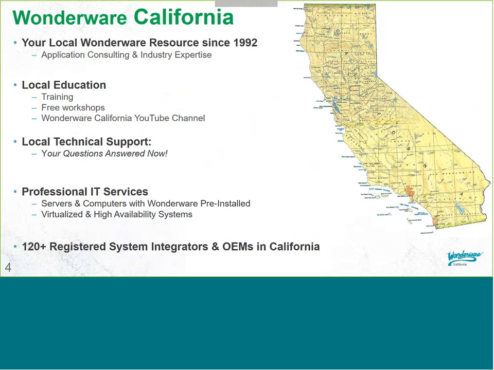So where does Wonderware California fit into all this? Well, we have been providing local application consulting and industry expertise for over 25 years now, which gives you access to reliable industrial automation experience that can really help you accomplish your objective. We also provide professional IT services to help you get your project started. So if you don't have the bandwidth to make it happen, we'll help you out. We will build servers and computers with Wonderware pre-installed as well as virtualized and high availability systems. And if you're looking for help on turnkey projects or programming, we have over 120 system integrator partners to help address that need as well.